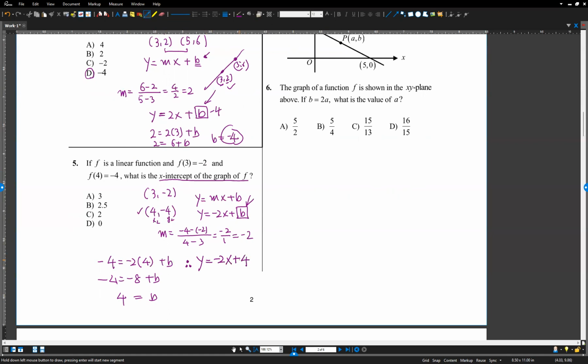We are not done. We need to find the x-intercept. How can you find the x-intercept? Set the variable y to 0. This is the x-intercept, this point, where y equals 0. So 0 equals negative 2x plus 4. Minus 4 on both sides: negative 4 equals negative 2x. Divide by negative 2 on both sides. We know that, right? x equals 2 is the answer, okay? That is the x-intercept.